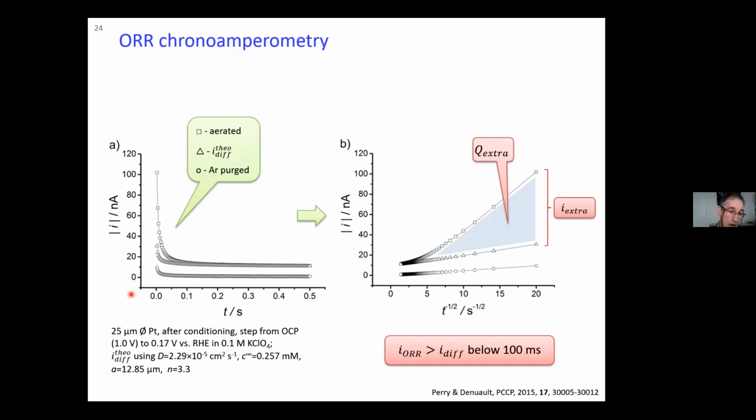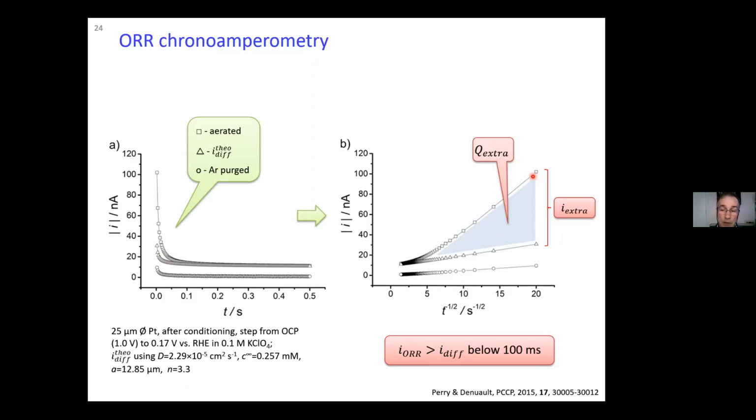So these are current transients recorded at a microdisc electrode in presence of oxygen. And what you find is that at long times, the experimental current is in agreement with the theoretical current. But at very, very short times, the experimental currents are showing a lot more current than predicted on the basis of pure diffusion control. So when we replot this data as current in terms of 1 over the square root of time, we can emphasize the short time region.